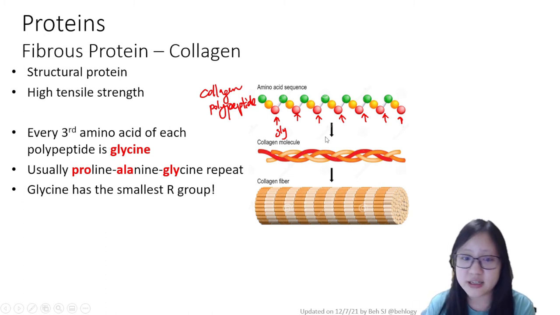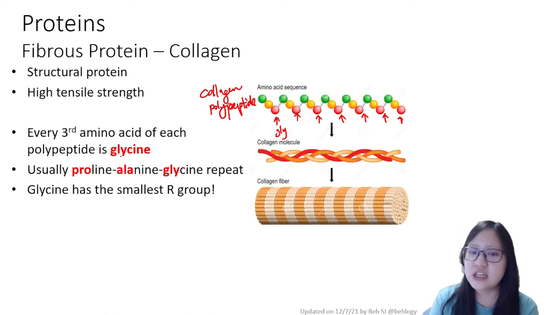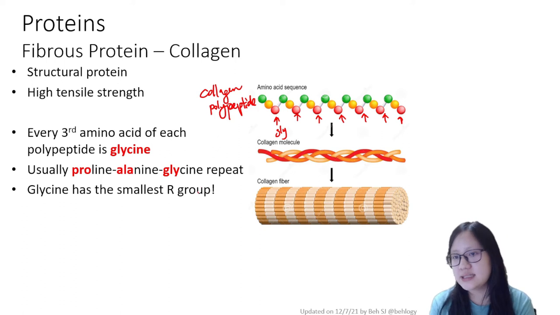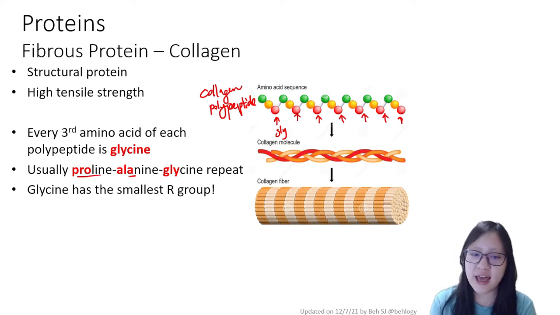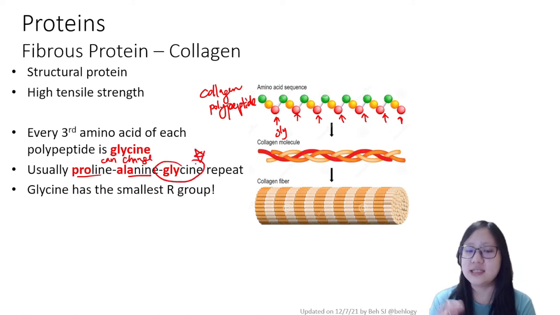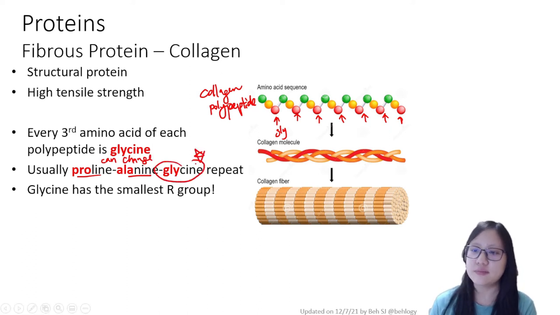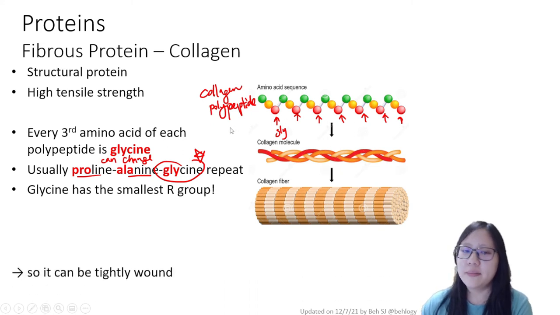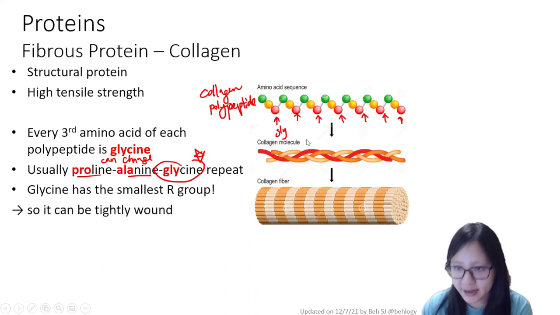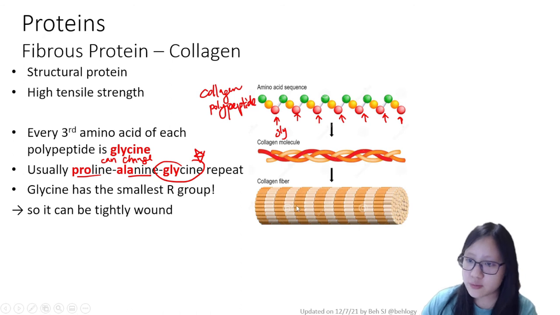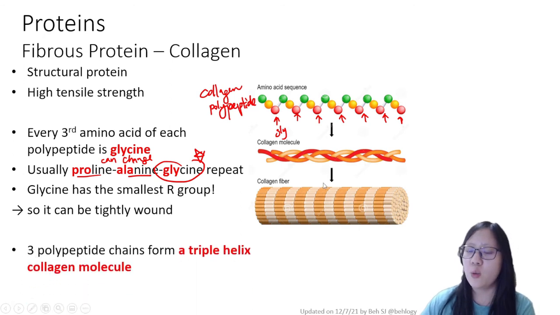And it's useful later. Now, usually it's proline, alanine, glycine, but these two can change. But glycine will not change. Glycine will always be there. The third one must be glycine. Why? Smallest R group, so it can be tightly wound.